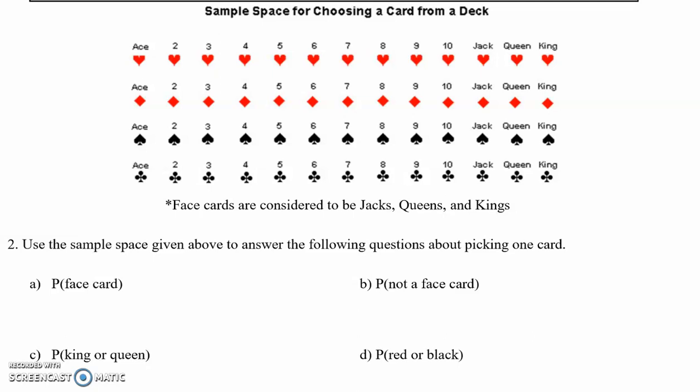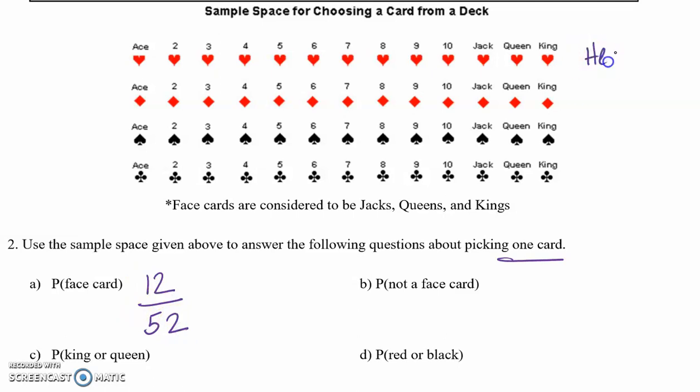Realize that face cards are considered to be jacks, queens, and kings. So these are the face cards because you literally see a face on their card. So this is the sample space of a deck. What is the probability, if you're choosing one card, that you will pick a face card? So there are 1, 2, 3, 4, 5, 6, 7, 8, 9, 10, 11, 12 cards that have faces on them out of the 52 possible.